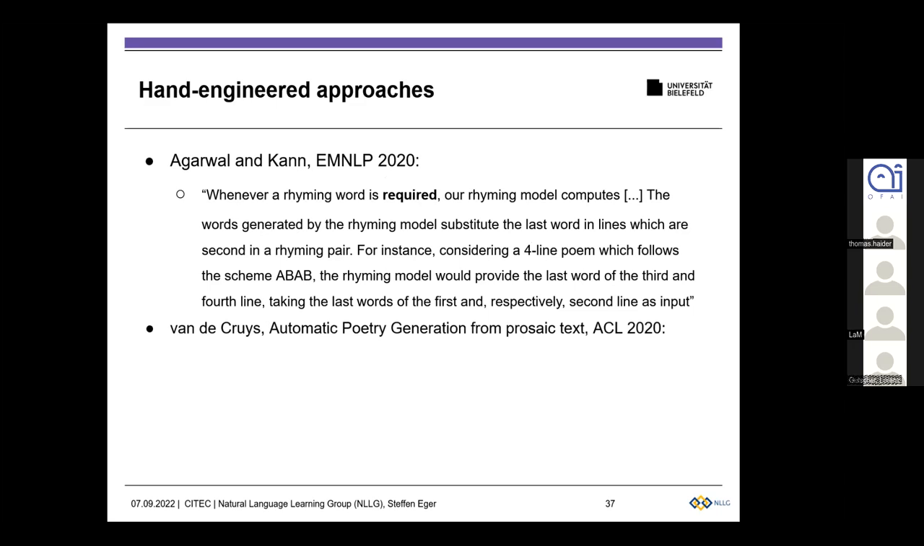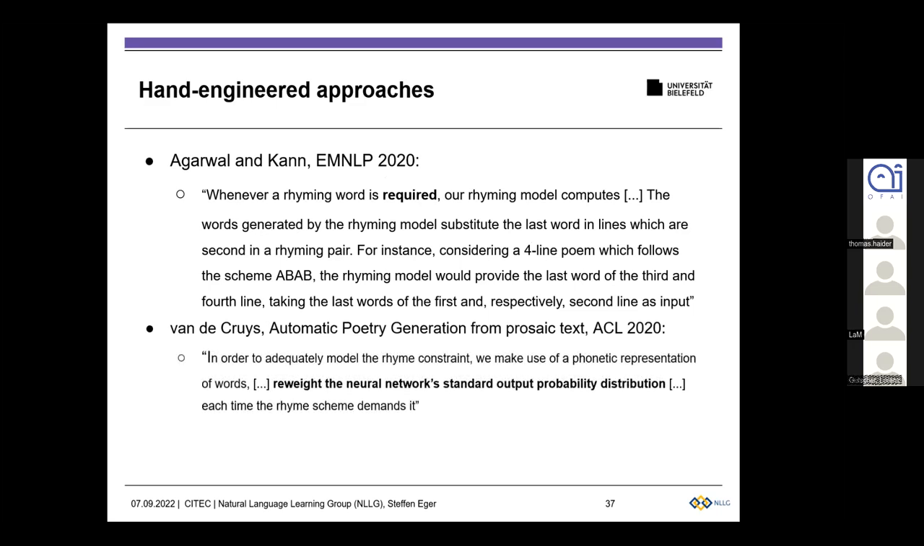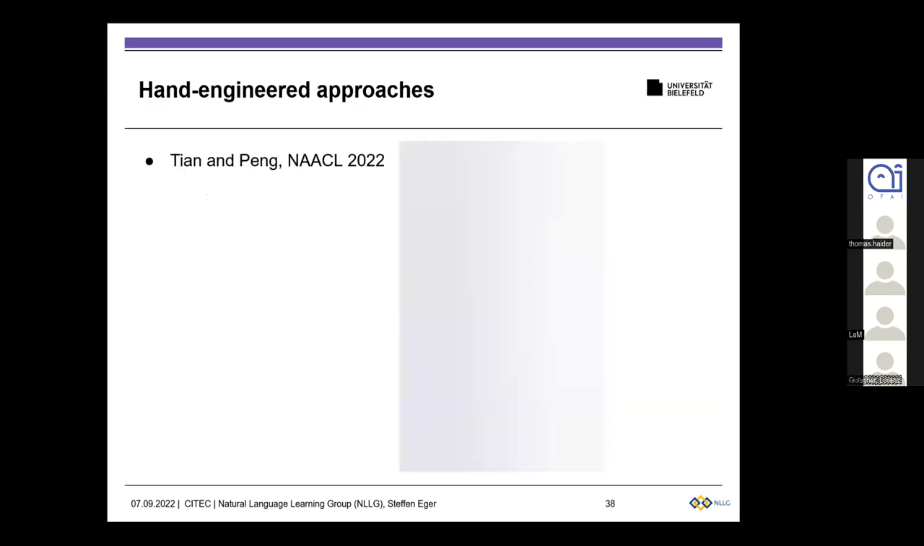Another such example is this one here. In order to make the model rhyme, what they do is they tell the model, okay, now you should rhyme, and they reweight the model's probability distribution over tokens. So they say, now you have to rhyme, and because this word should rhyme with another word, you cannot produce certain words. So they exclude certain words from the probability distribution of words that can be produced.